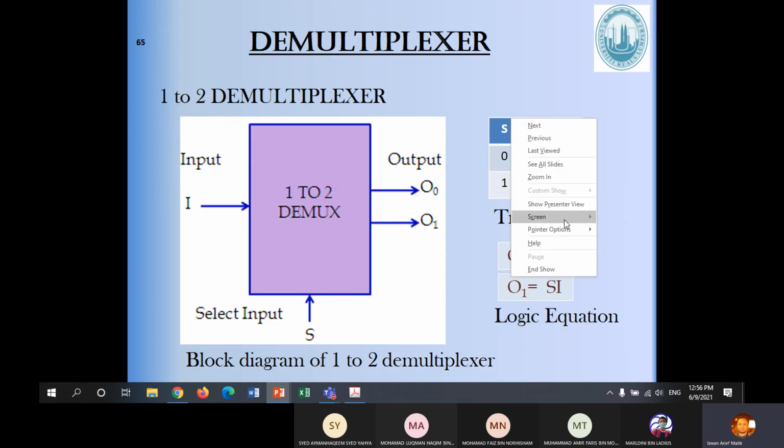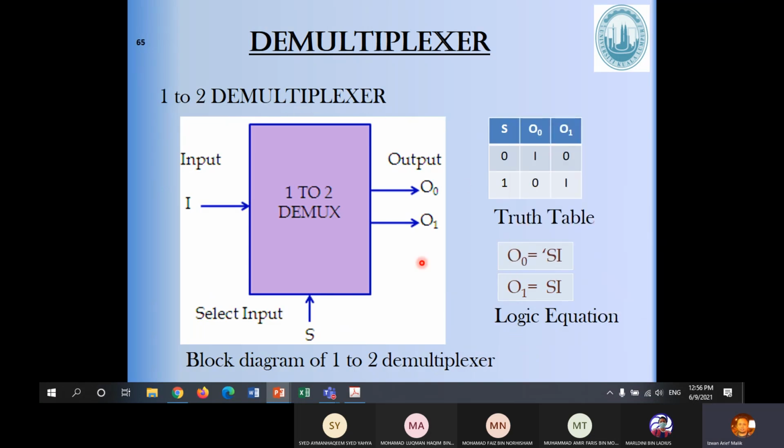Okay, so example here, for a 1 to 2 demux, so this is the diagram. You terbalikkan je daripada 2 to 1 multiplexer. Just terbalikkan output dengan input dia, then you dapat 1 to 2 demux. So very easy to remember. Demux terbalikkan multiplexer. So the truth table, you have selector, output 0 and output 1.